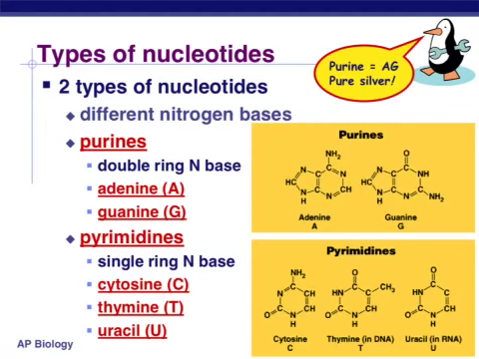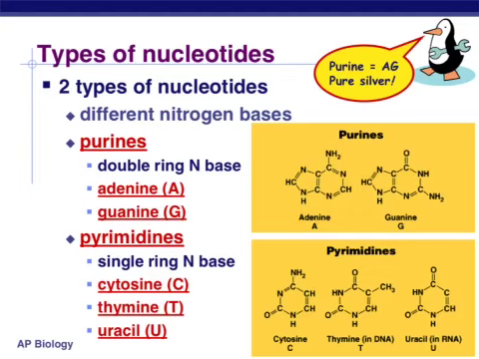Okay, so there are two types of nucleotides, and each type will give you a different kind of nitrogen base. Nucleotides can be broken down into purines and pyrimidines. Purines are double-ringed nitrogenous base structures. That just means that instead of having lots of carbon in their ringed structures, they also have some nitrogens. So like here, nitrogen, nitrogen, nitrogen, nitrogen. Now, only two of our bases fall under the category of purines, and those would be adenine and guanine.